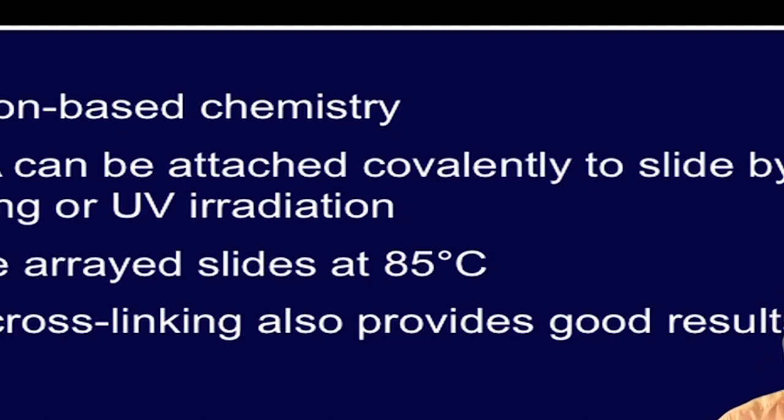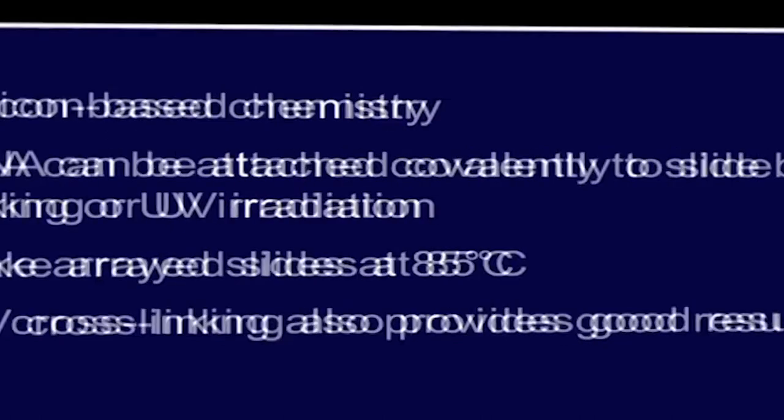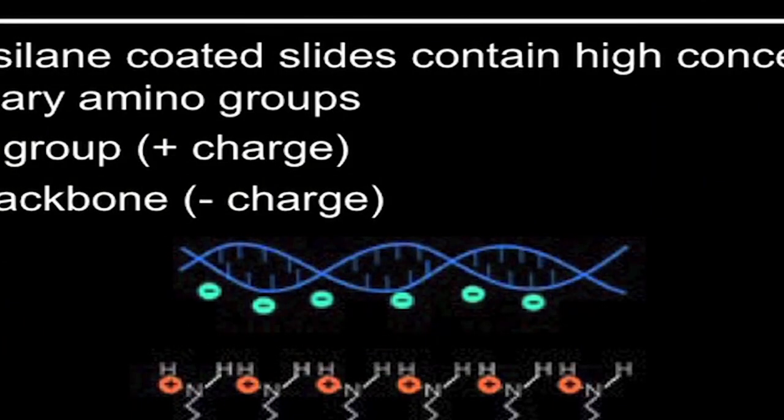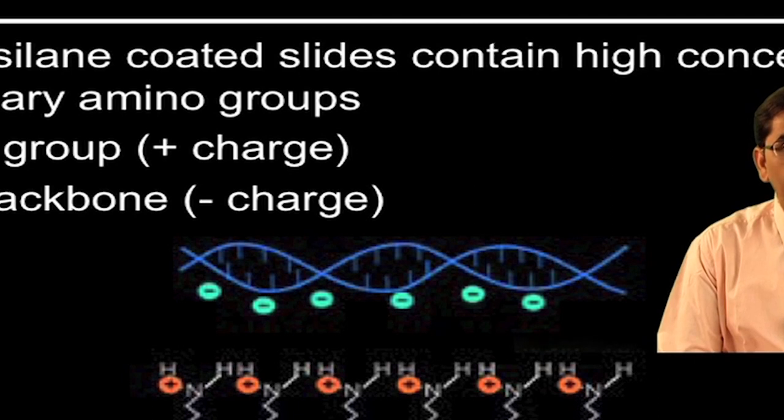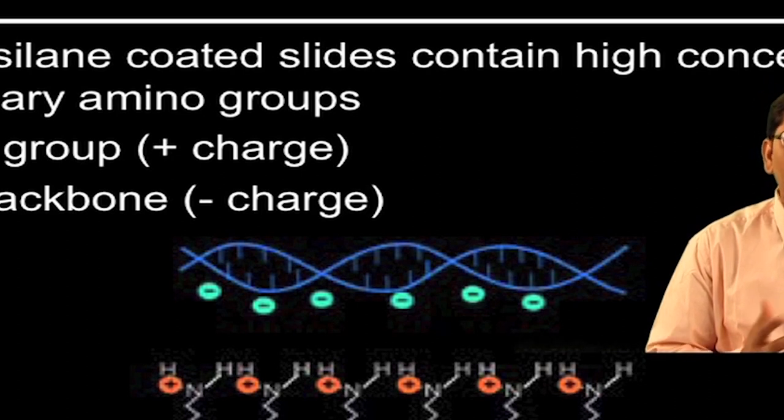Thus, given our aim, DNA can be attached covalently on the glass surface by baking the array surface at 85 degrees. UV cross linking is also a popular method for DNA immobilization. Amino silane coated slides provide high concentration of primary amino groups on the chip surface. One question that may arise is why should we use this chemistry?